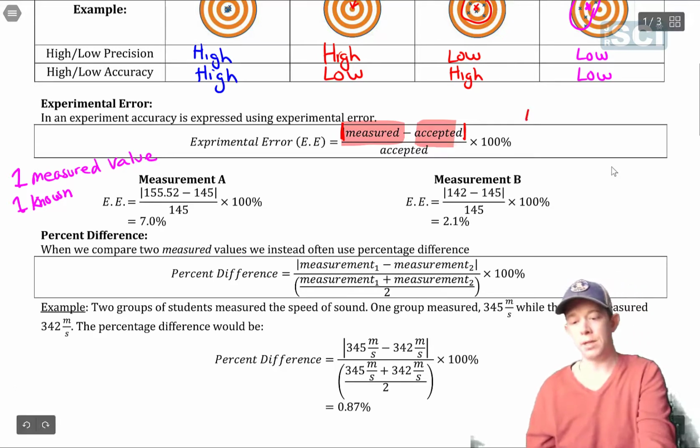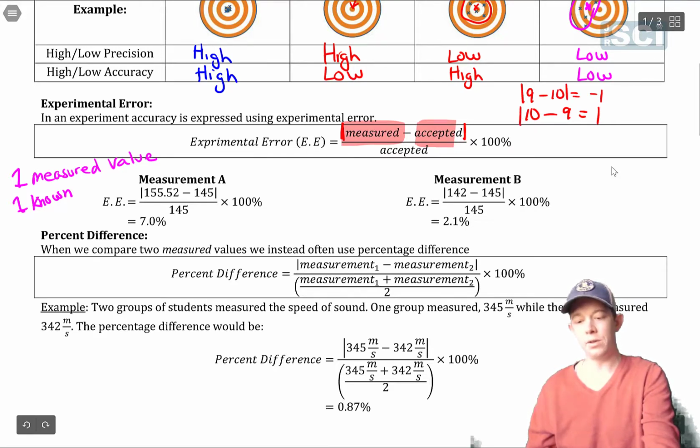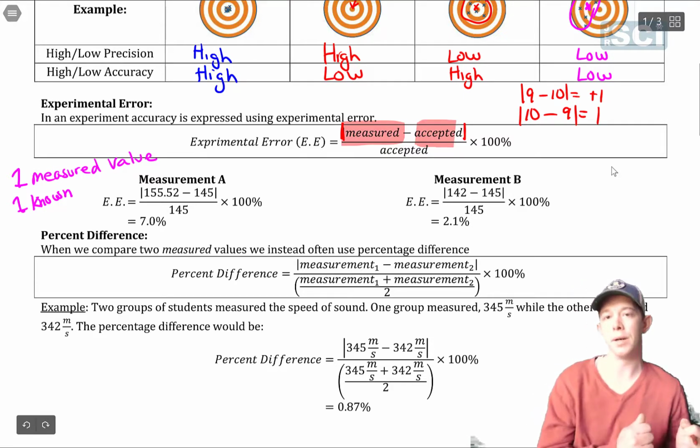So for example, if I was trying to measure the difference between 10 and 9, if I do the subtraction this way, I get 1. However, if I did 9 subtract 10, I get -1, right? But if I take the absolute value of the difference, in both cases, I get +1, right?